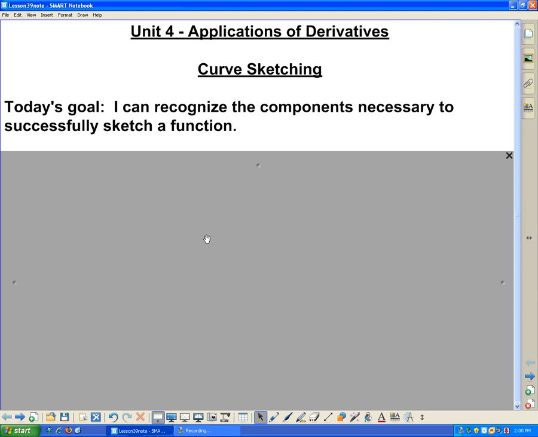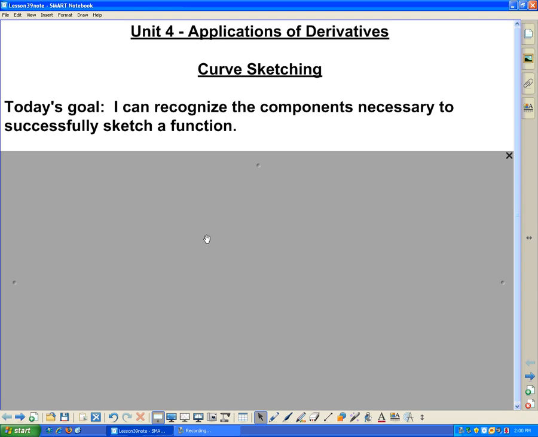So our first lesson today is curve sketching. Today's goal: I can recognize the components necessary to successfully sketch a function. With this lesson, usually I'd ask the question, and you would tell me all the things that are necessary to be successful when it comes to sketching a function, based on your grade 12 course from last semester and any of the previous knowledge that you've had before.